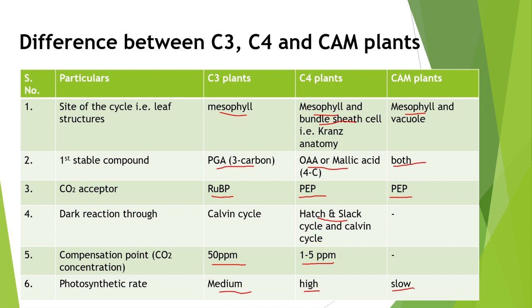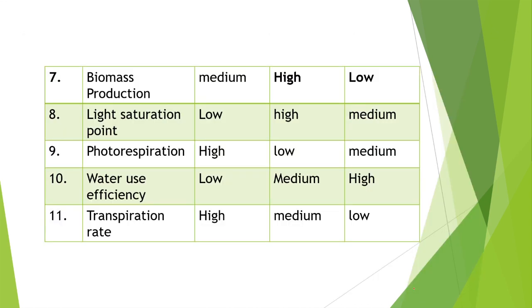The light saturation point is also highest in C4 plants, medium in CAM plants and least in C3 plants. The rate of photorespiration is highest in C3 plants, medium in CAM plants and the least in C4 plants. The water use efficiency is highest in CAM plants, medium in C4 plants and the least in C3 plants. The transpiration rate is highest in C3 plants, medium in C4 plants and the least in CAM plants.